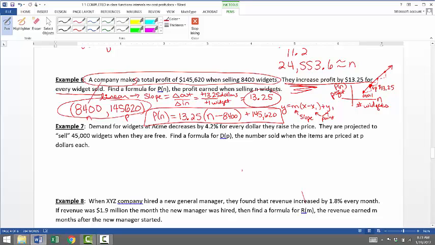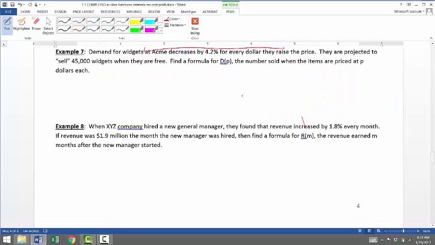Now, if you prefer, you certainly can distribute the 13.25 and gather like terms, but it's okay to leave it like this. This is the equation of a linear function with slope 13.25 that passes through the point (8,400, 145,620). Example 7. Demand for widgets at Acme decreases by 4.2% for every dollar that they raise the price.